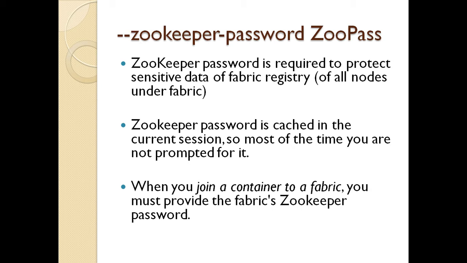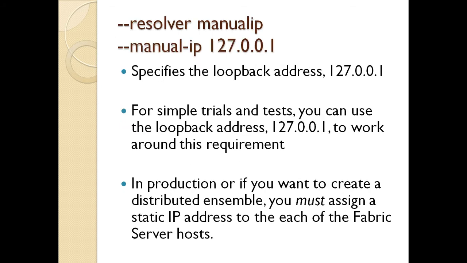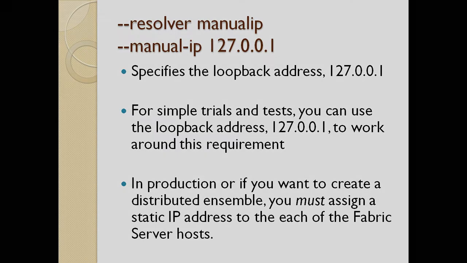And when you join a new container to the current fabric, meaning an existing container, then you need this fabric zookeeper password. Then we need a resolver. Here we are specifying the resolver as manualip, and we are specifying localhost as the manualip. This specifies the loopback address for the fabric. For simple tests and trials, your localhost will work as a workaround for this requirement. But for a production environment, you need a static IP so that your distributed ensemble can work.